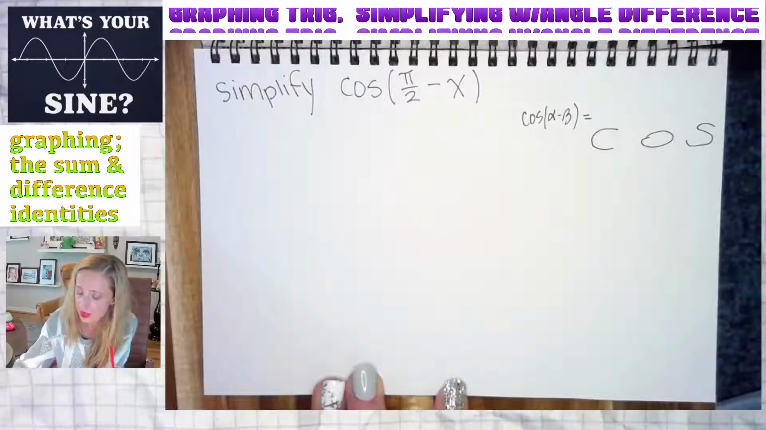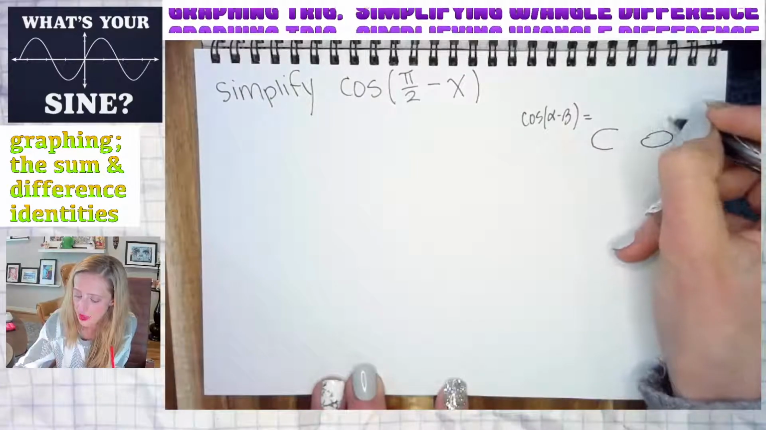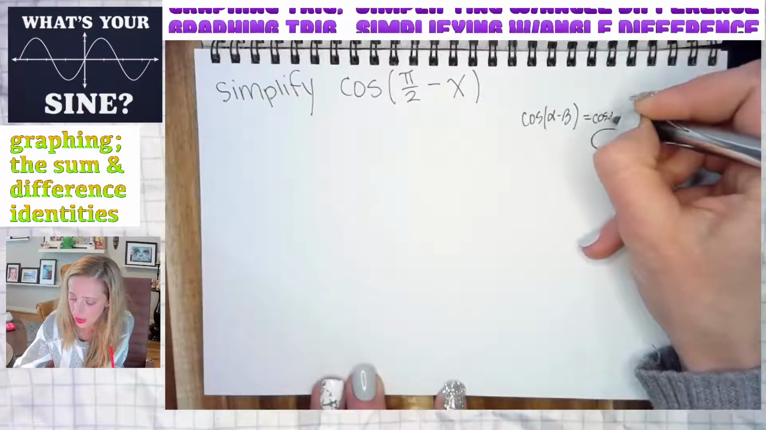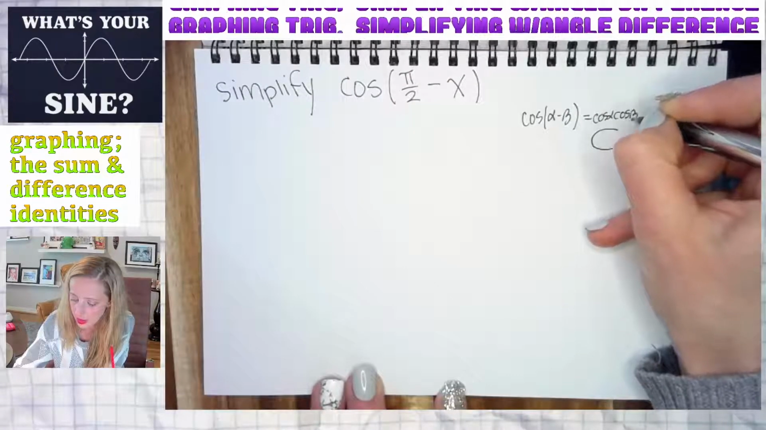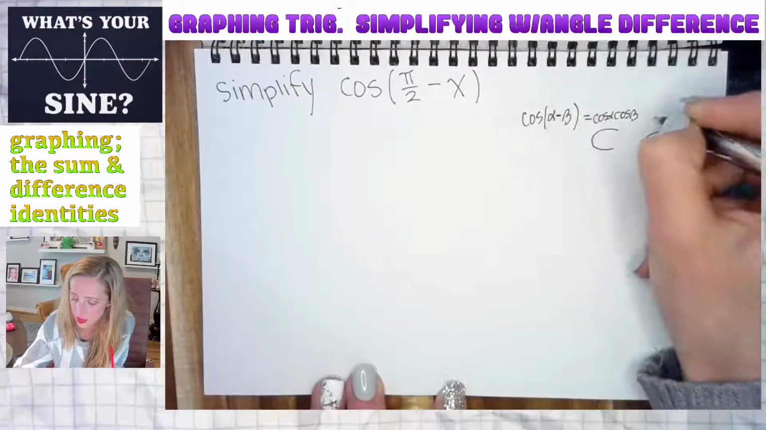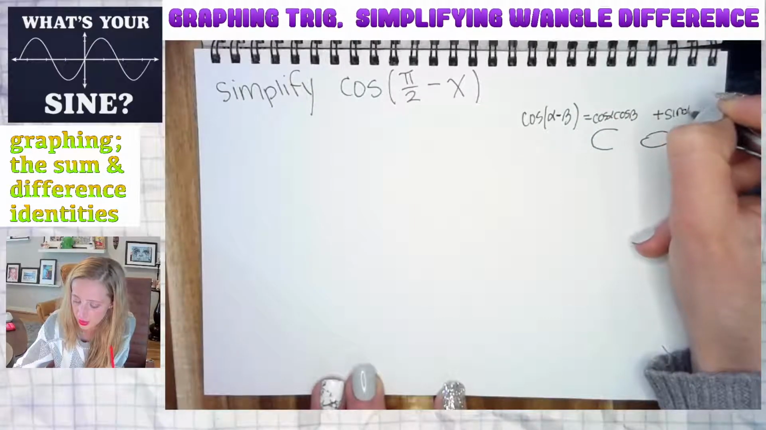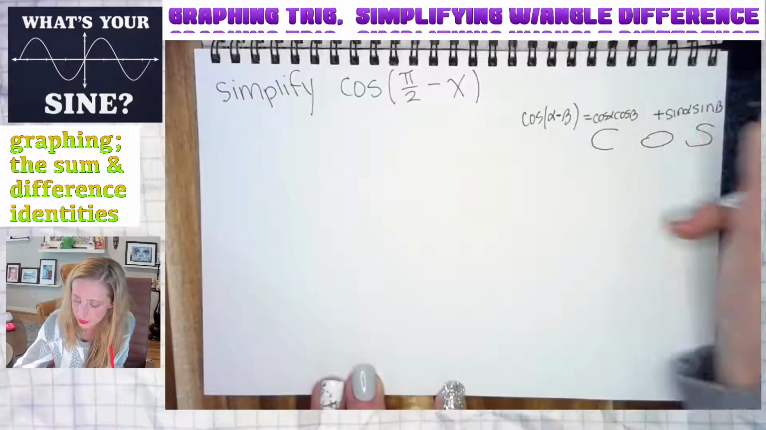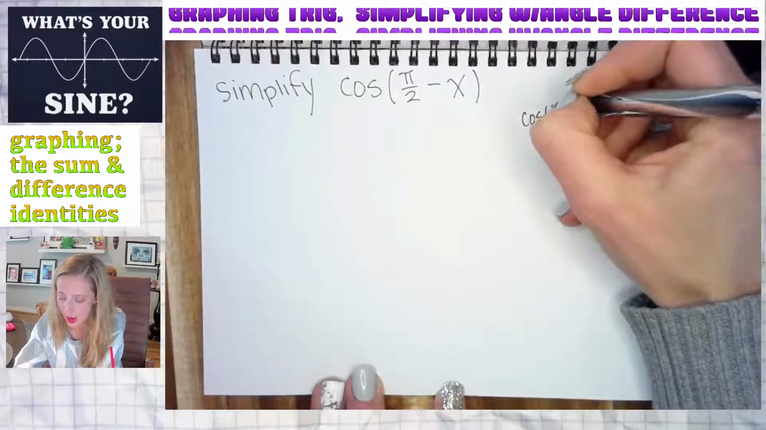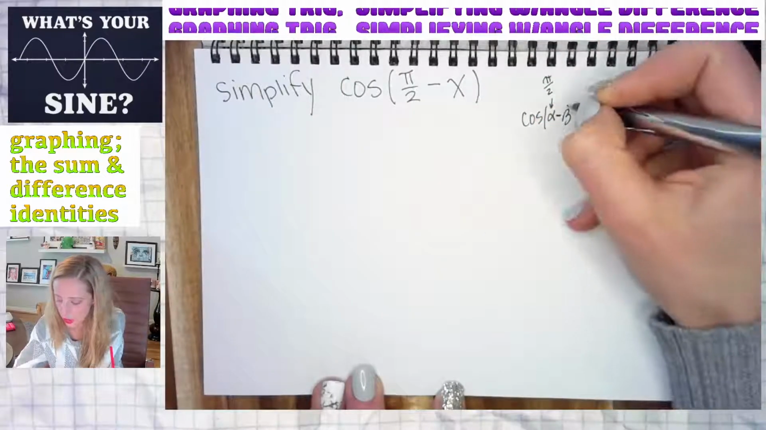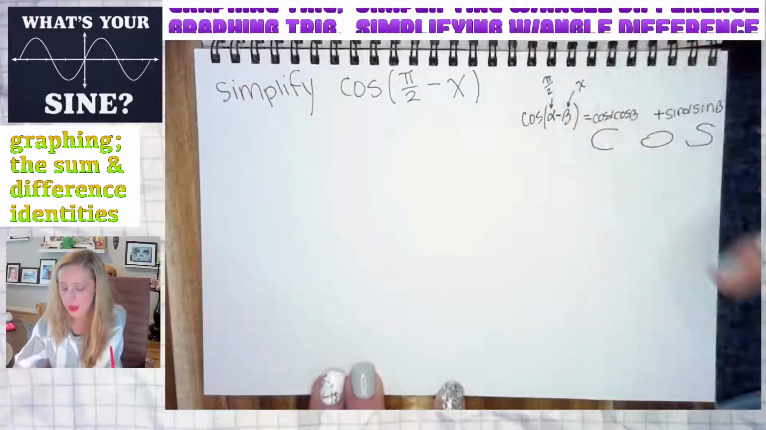COS for cosine, cosines, opposite sign, sines. Cosine alpha, cosine beta, opposite sign: if that's minus, we put plus. Sines: sine alpha, sine beta. There we go. My alpha, well, it's already given. It's already set up, pi over 2. And my beta is x.